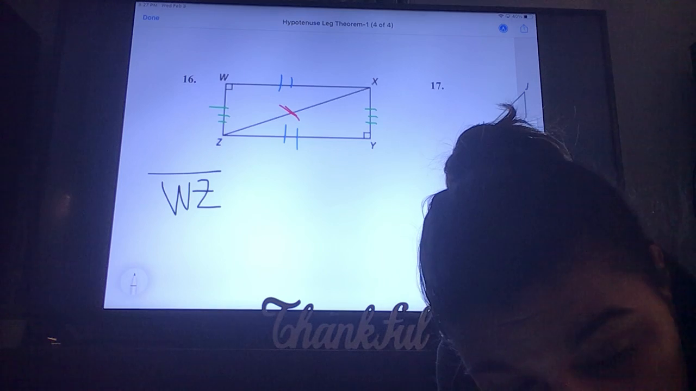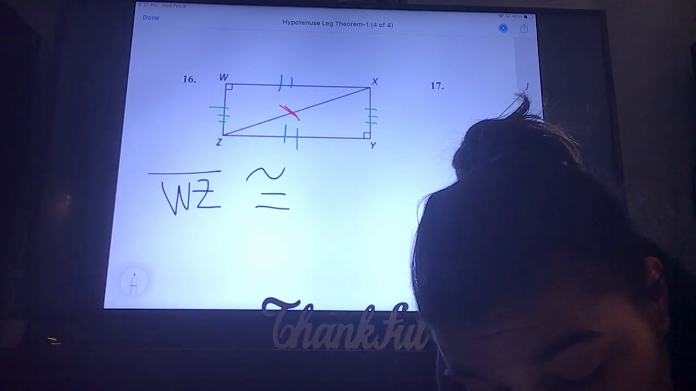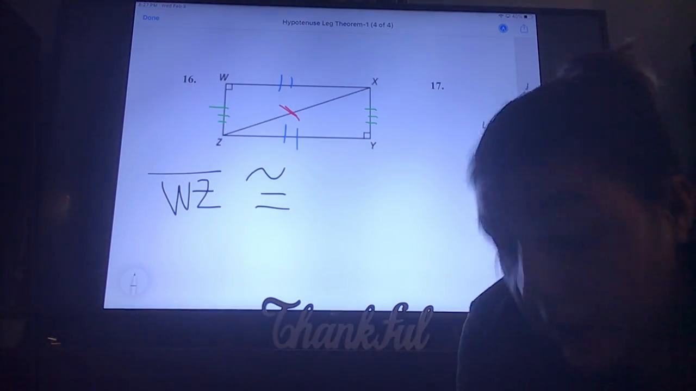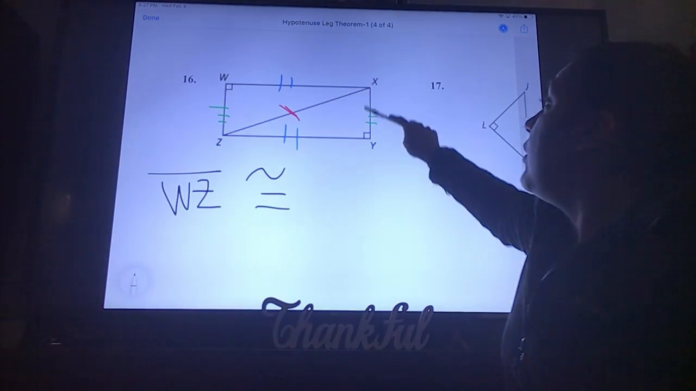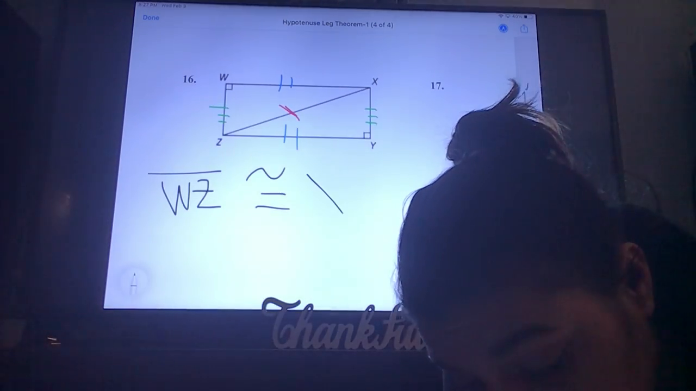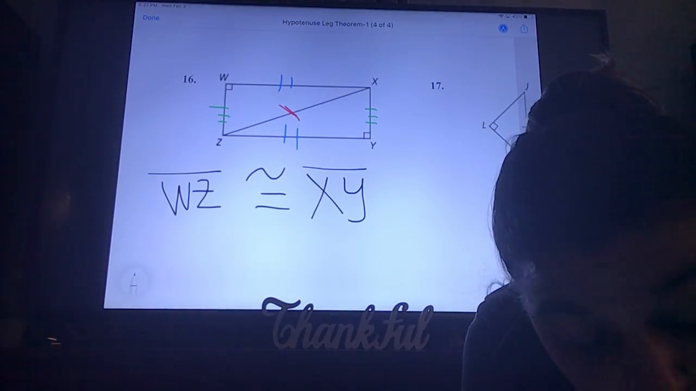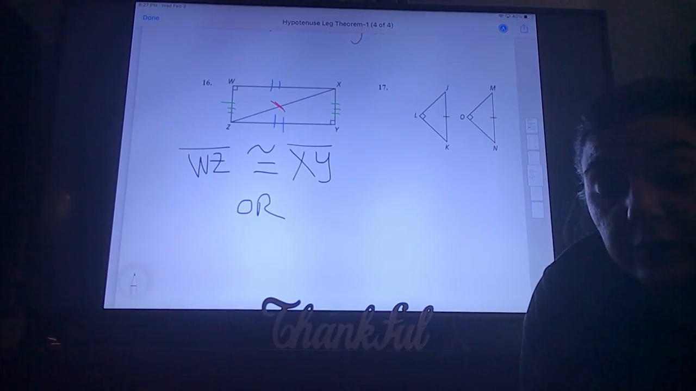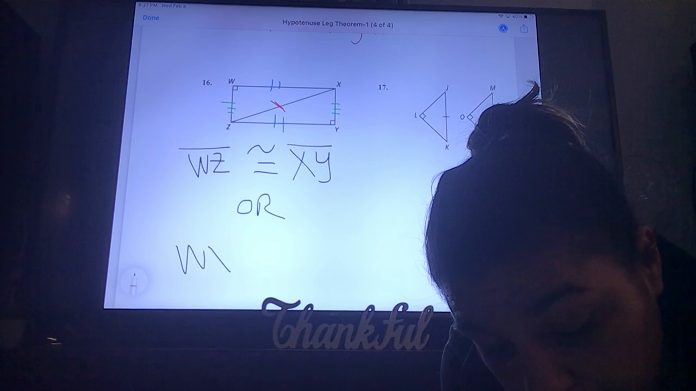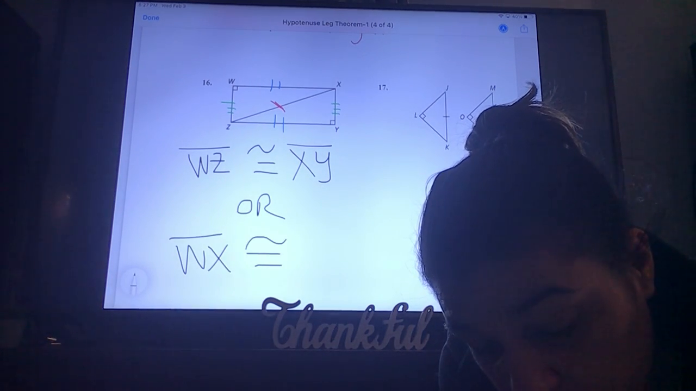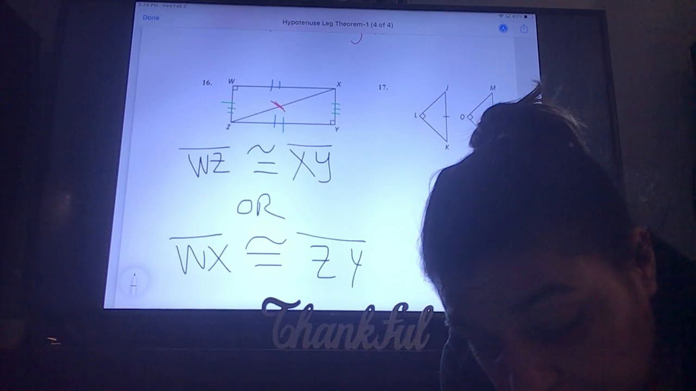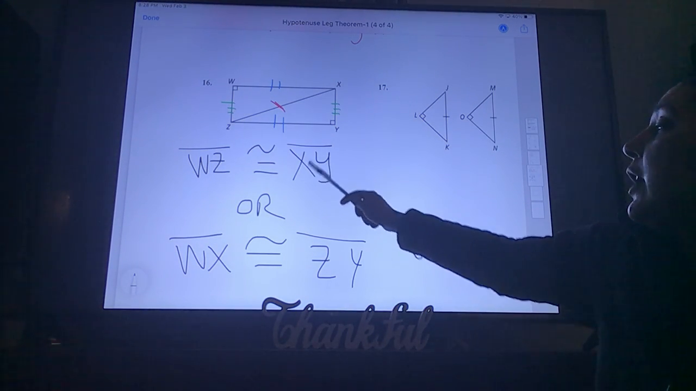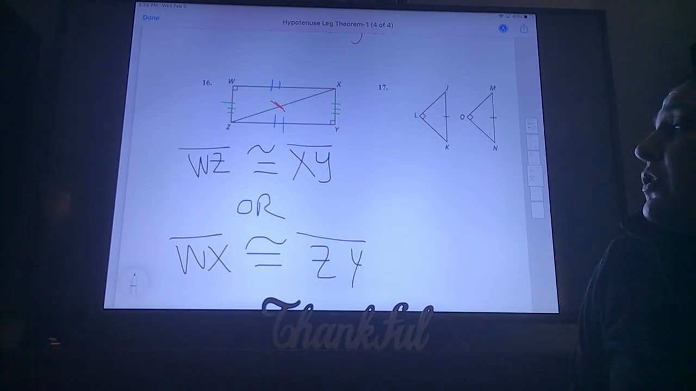WZ, line segment WZ, is congruent to, what's congruent to WZ or ZW? Okay, well, WZ has 3 tick marks, and so we got XY. Okay, or on the flip side of that, we could do the blue one. So you could say WX is congruent to ZY. Okay, and same thing, it doesn't matter if you say XY or YX, ZY, YZ. Okay, and so that's what we need to know.